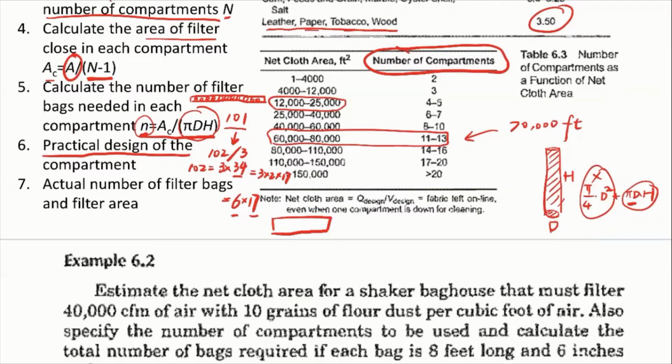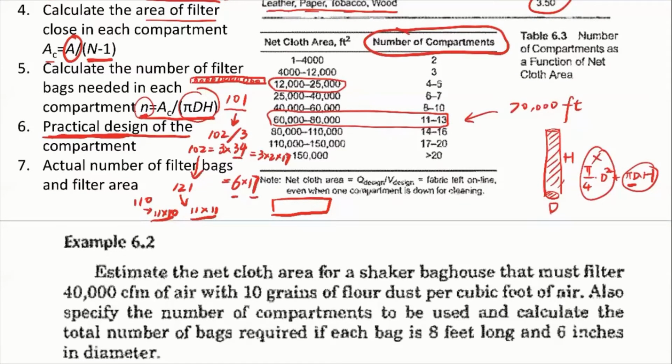Or a better way to do that is you can find a number that's 121, right? 121 is 11 by 11. So that's more effective. Or we can use 110, which is 11 by 10. Okay, so we're going to get more uniform size of the compartment, instead of building a straight line of the filter bags in each compartment. So that is involved with the practical design of the compartment here.